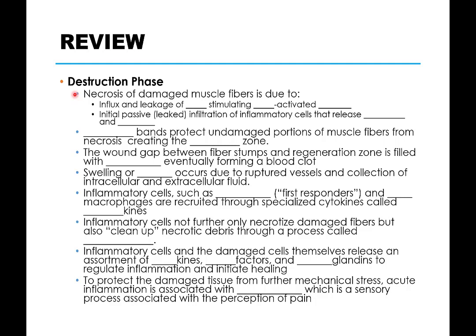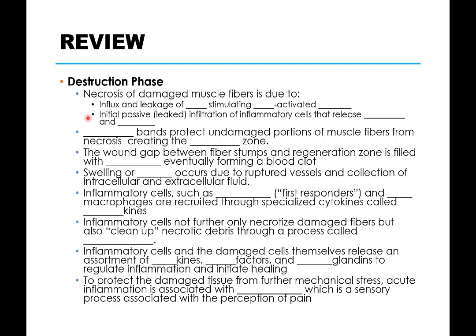First, we will have the destruction phase, which we know by now is the most initial immediate response to the strain and rupture of muscle fibers, as well as the myofascia/ECM, the motor neurons, and also the micro blood vessels. Here we obviously focus mostly on muscle fibers and the processes within. All right, so necrosis of damaged muscle fibers is due to influx and leakage of calcium, stimulating calcium-activated proteases, which are enzymes that catalyze protein degradation or proteolysis, in other words.